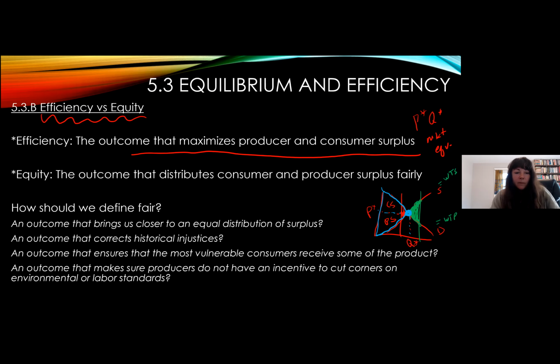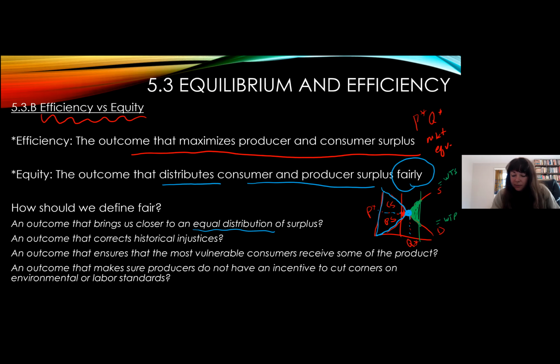But we want to constantly be thinking about equity as well. So economists like to talk of this as income inequality or inequality in the distribution of resources. I think of defining equity as the outcome that distributes that consumer and producer surplus fairly. But fair can mean a lot of different things to different people. So how should we think of fair? I think there's a lot of ways we could define that. We could think of it as one that brings us closer to an equal distribution of that surplus.